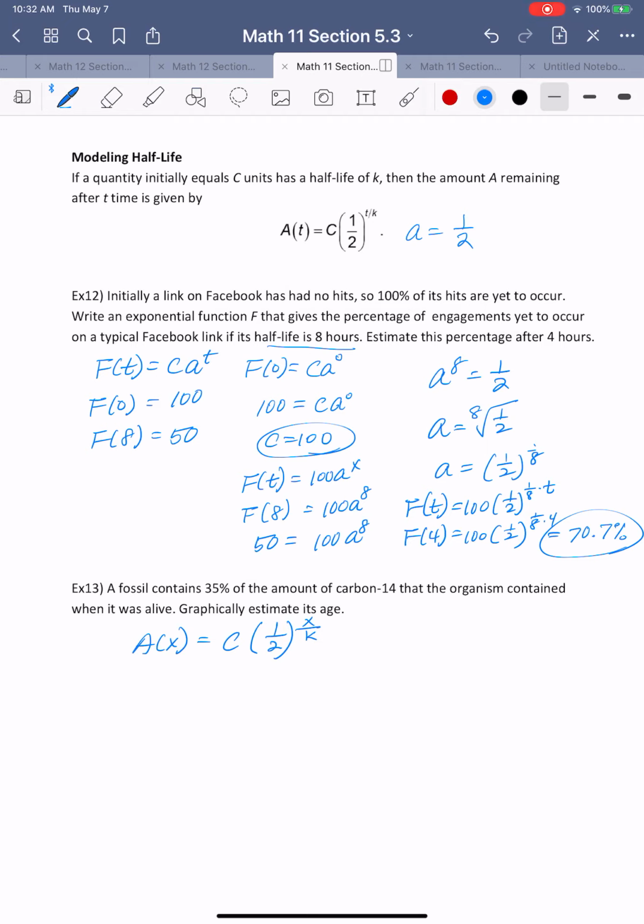So this time you have 100% and it's left as 35%, right? And it's half to the power of x over k, where k, when you figure it out, is 5,700. So in order to solve for x, you get 8633. So that's the age it takes to get to 35%, the amount of carbon that is left.